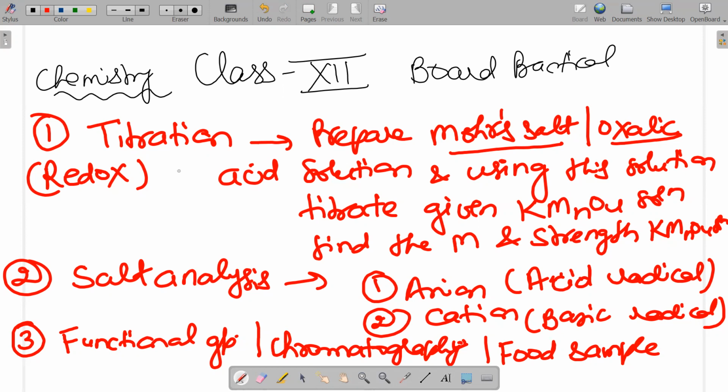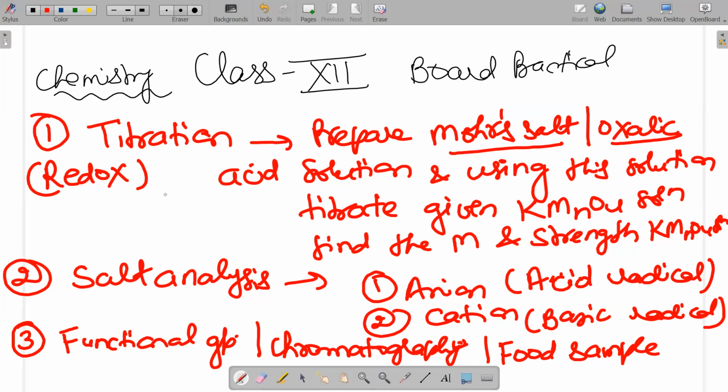Titration, every child has to do. Salt analysis, everyone will do. And the third experiment, either functional group or chromatography or food sample. Only in the core experiment there is the option that some batch may be given a functional group, some child may get chromatography, and some get the food sample. Okay, so these 3 experiments you have to perform, and you have to write them in the answer sheet given by the board.